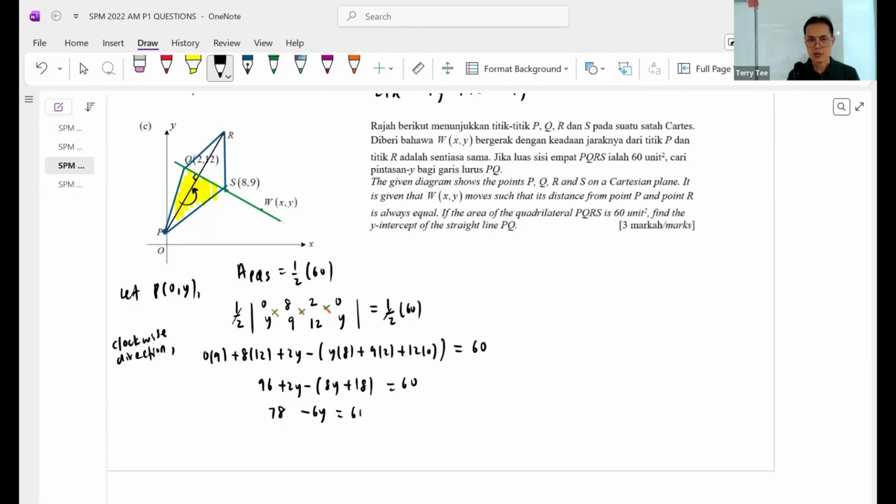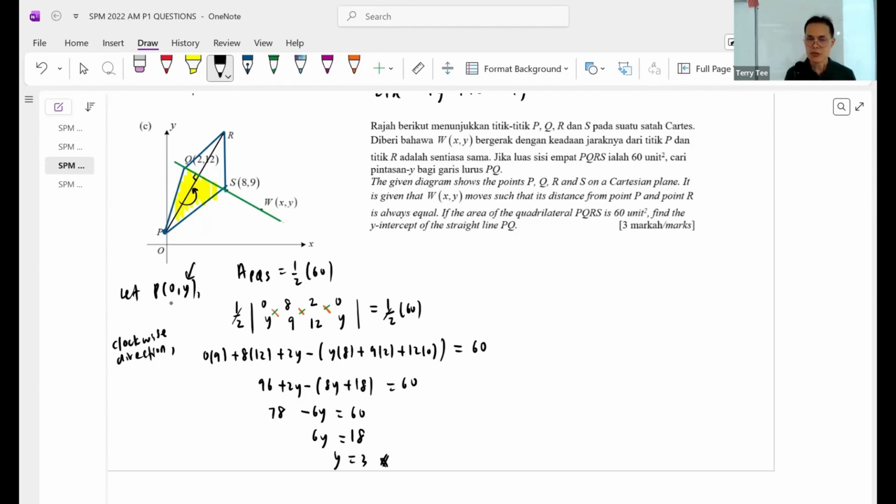So the result is 60. Bring over 6y is 78 minus 60 is 18. y is 3. So what is your y-intercept? Your y-intercept is just 3. The y-intercept of point P.